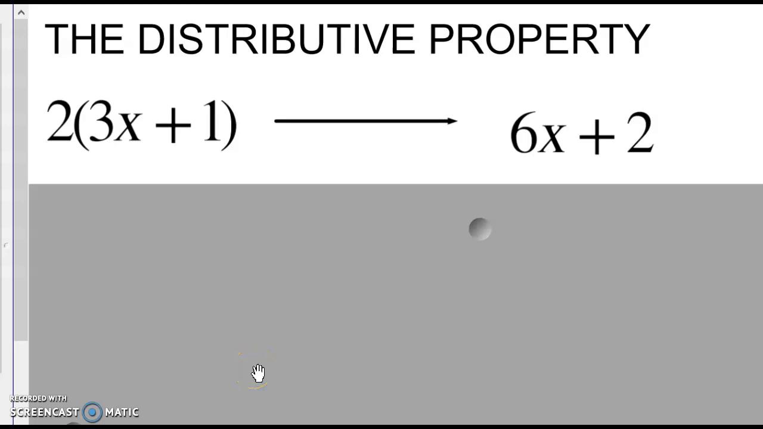Hi guys! Today we're starting a new unit. It's factoring, which you did learn in 7th grade briefly, but I'm going to review it again today. Factoring is actually the opposite of the distributive property.